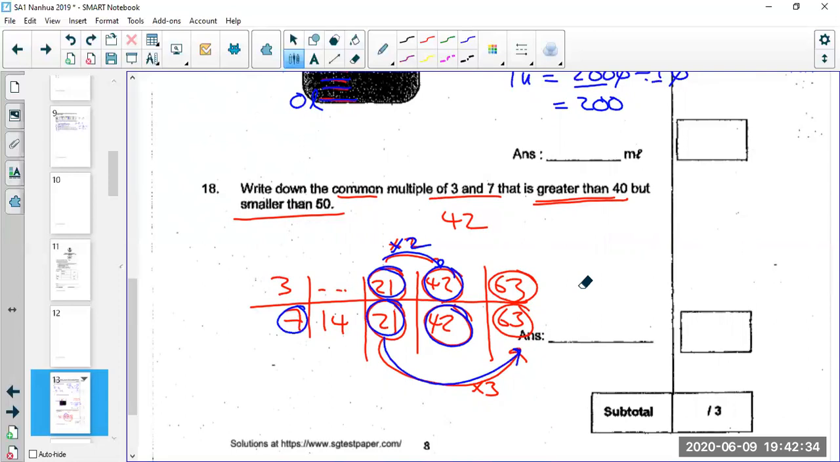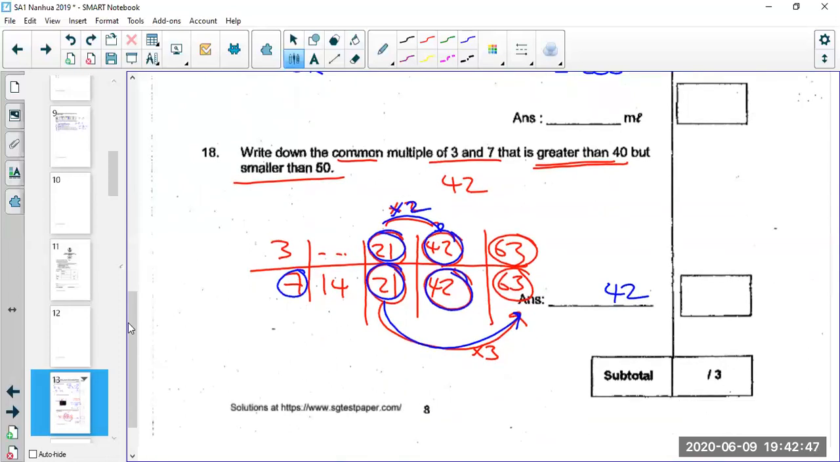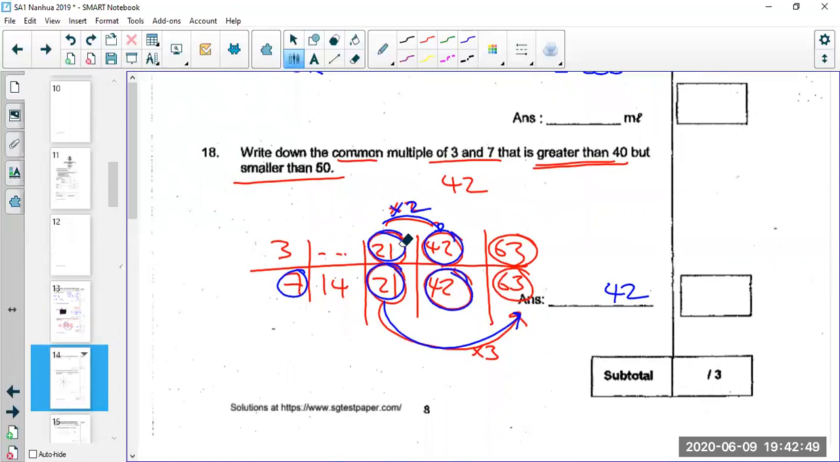But the answer is not 63, because it has to be smaller than 50. Right? So what's your answer? The answer will be 42. Greater than 40, but smaller than 50. So did you get the answer correct? Okay, well done. Now let's go to the next one.